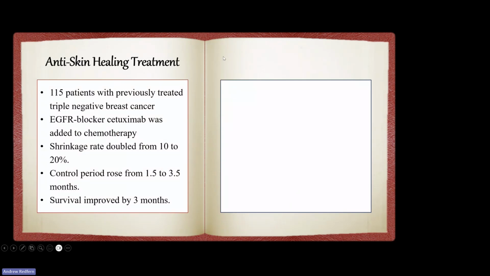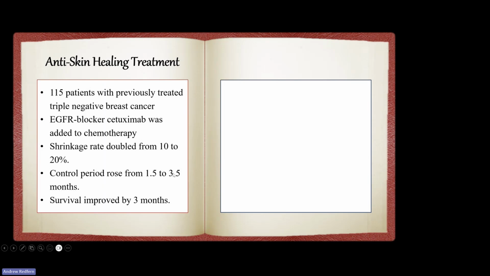We've seen some positive results. This is the anti-skin healing treatment, the EGFR blocker. We give an antibody called cetuximab. It's a bit like Herceptin, but it hits EGFR. We found that the shrinkage rate doubled, so we're happy with that. That's an advance, not many side effects. And we did increase the control period.